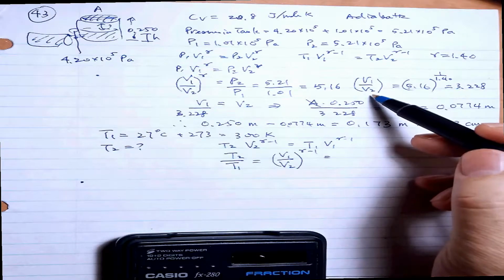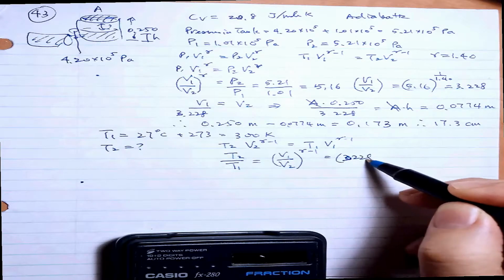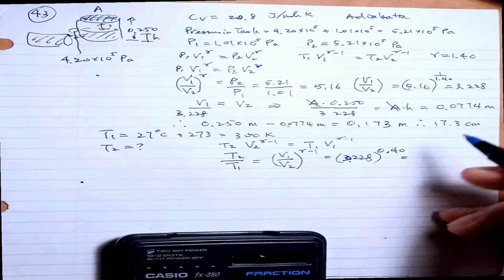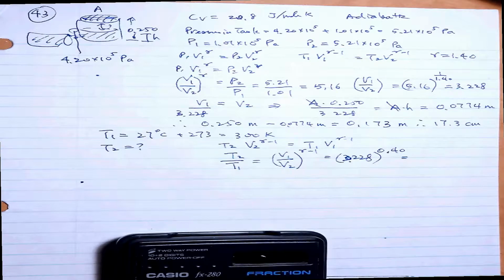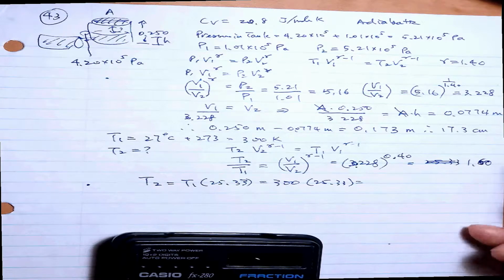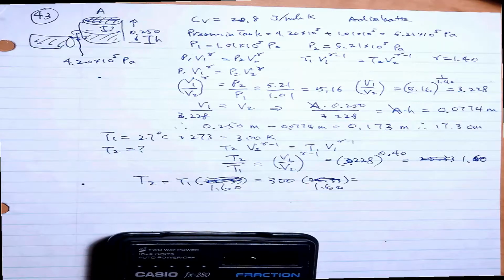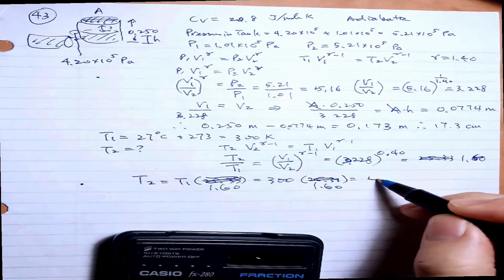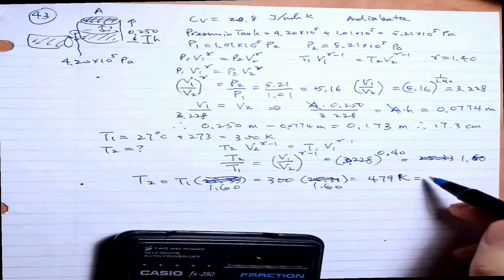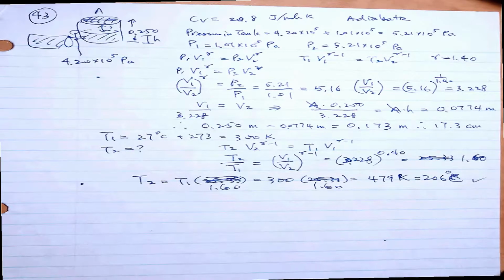We already know that V1 over V2 is 3.228. So I can write 3.228 raised to the power of gamma 1.4 minus 1, so 0.4. So 3.228 raised to the power of 0.4 is 1.60. So 1.60 times 300, I get 479 Kelvin, which minus 273 is 206 degrees Celsius. So that's correct.